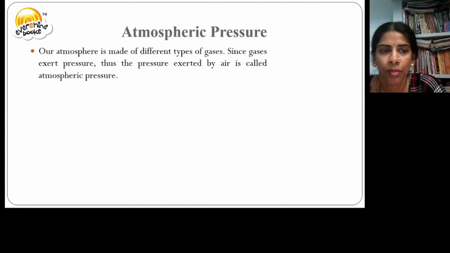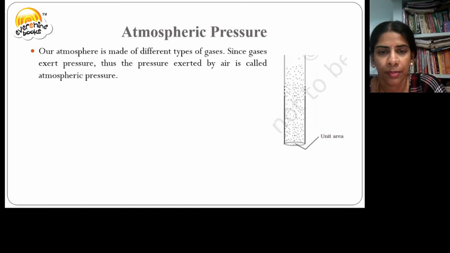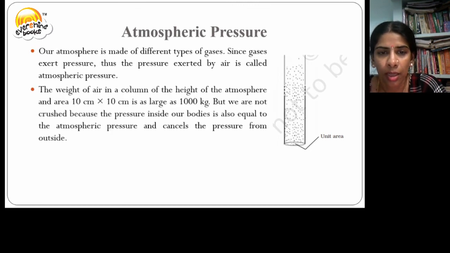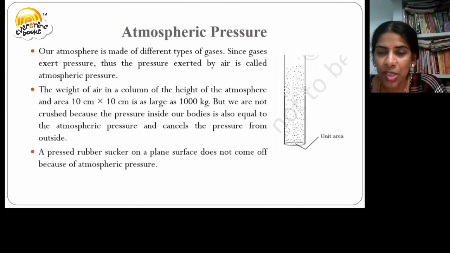Atmospheric pressure. Our atmosphere is made of different types of gases. Since gases exert pressure, the pressure exerted by the air is called atmospheric pressure. The weight of the air in a column of the height of the atmosphere and the area of our body is as large as 1000 kilograms, but we are not crushed. This is because the pressure inside our body equals the atmospheric pressure and cancels the pressure from outside. A pressed rubber sucker on a plane surface does not come off because of atmospheric pressure.